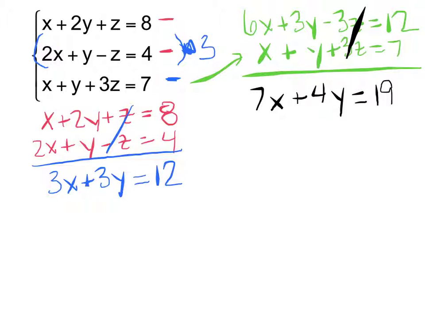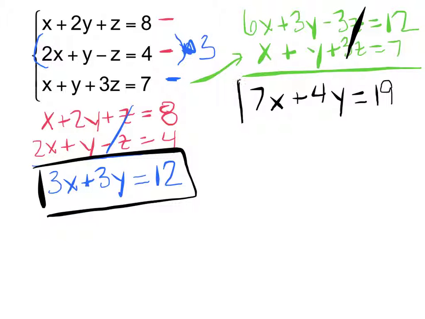So we have our two variable system all ready to go. There's one equation, there's the other equation. I'm going to rewrite these again on a clean slide so that we can finish our elimination process and find the solution points for this three variable system.